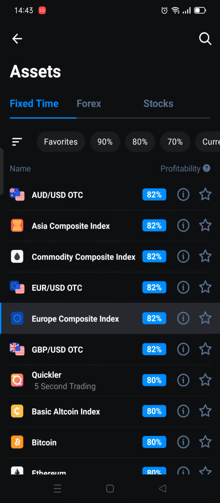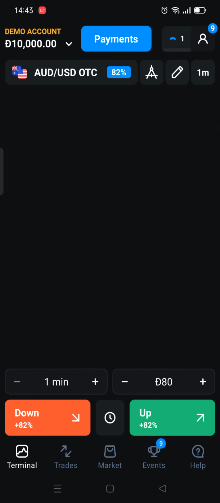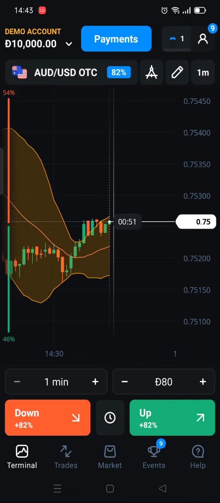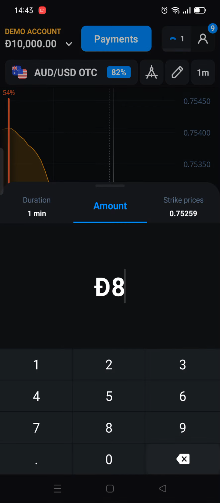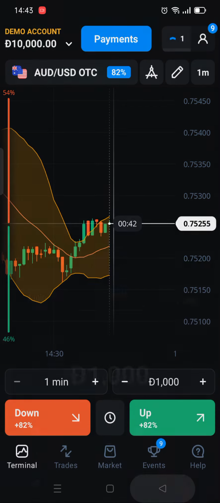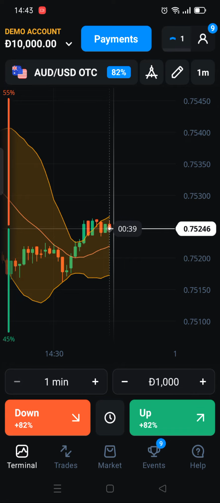So here we go. First we analyze the chart, then second we trade. Okay, first we open AUD USD OTC trade. So let's see, $1,000. So oh, we missed the point. So let's see. Okay, up. Okay, let's see.